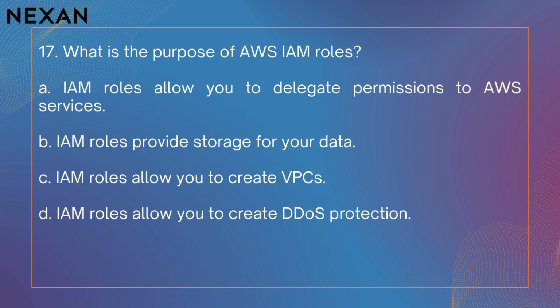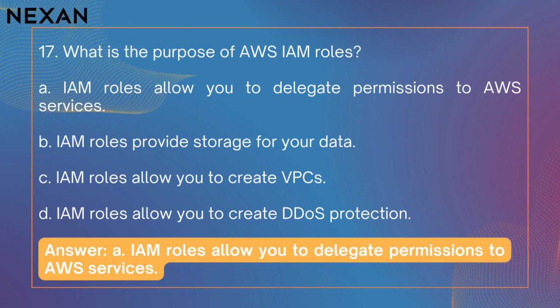17. What is the purpose of AWS IAM roles? A. IAM roles allow you to delegate permissions to AWS services. B. IAM roles provide storage for your data. C. IAM roles allow you to create VPCs. D. IAM roles allow you to create DDoS protection. Answer: A. IAM roles allow you to delegate permissions to AWS services.